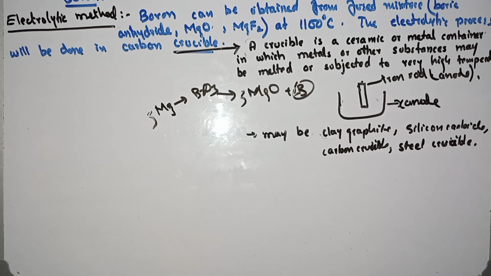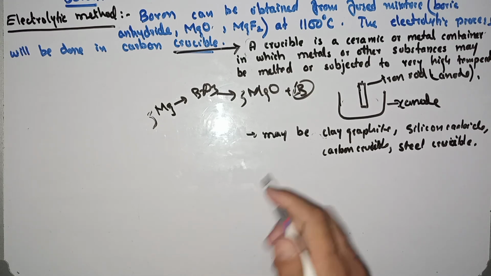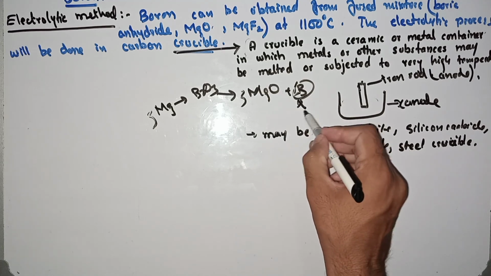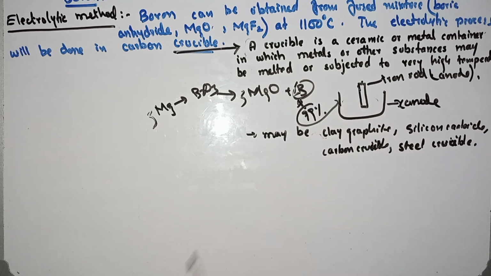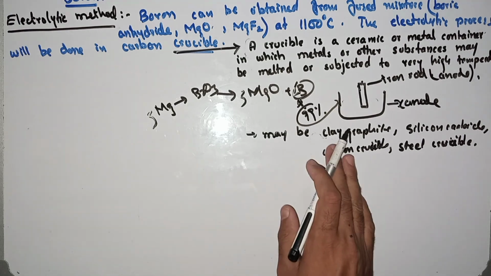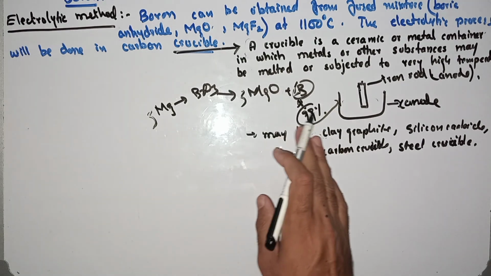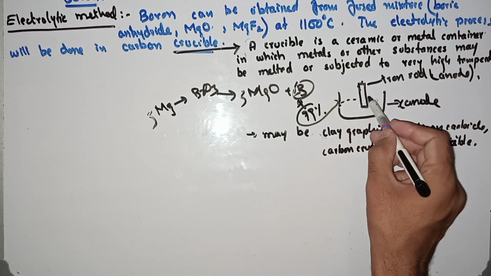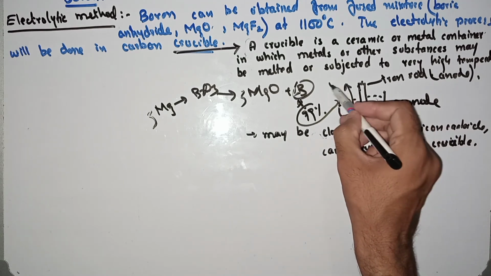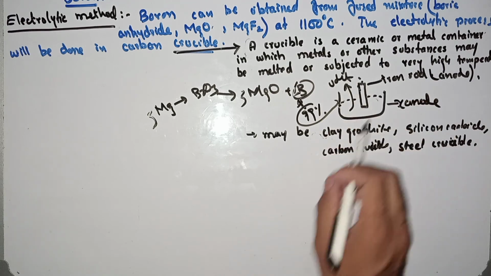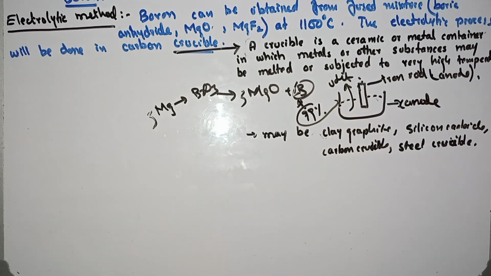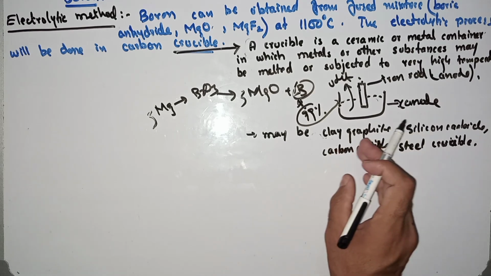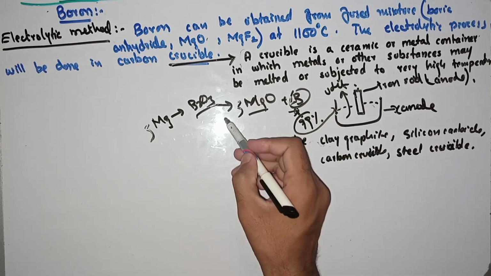Here, this boron will not be purely boron, it will be up to 99% pure. Boron thus obtained is heated electrically in a regime at 1100 centigrade, when all the impurities become volatile. After that, the pure boron can be obtained. And this is the variety of boron that is obtained from the reduction of boric anhydride.